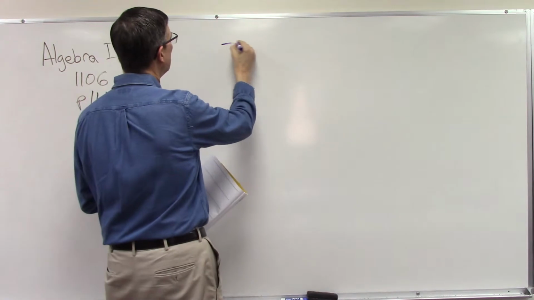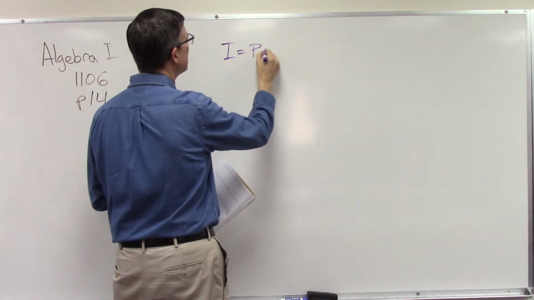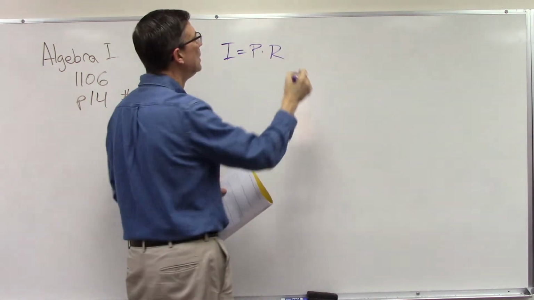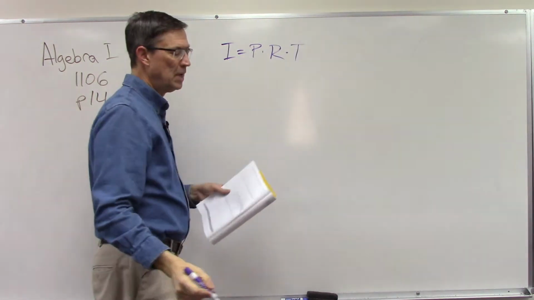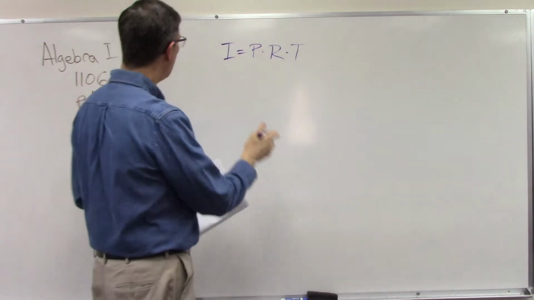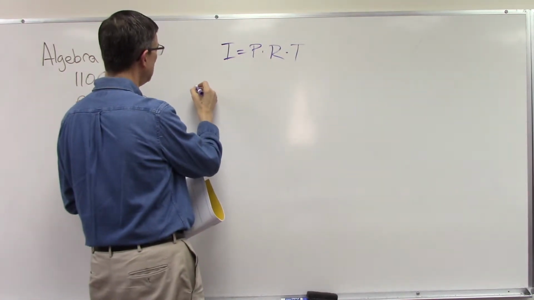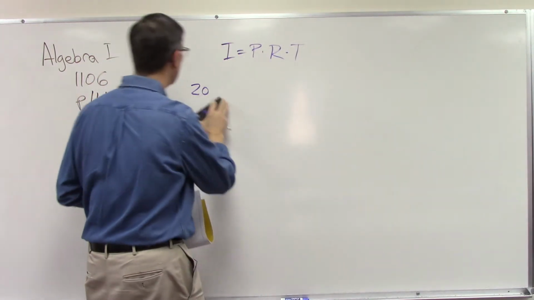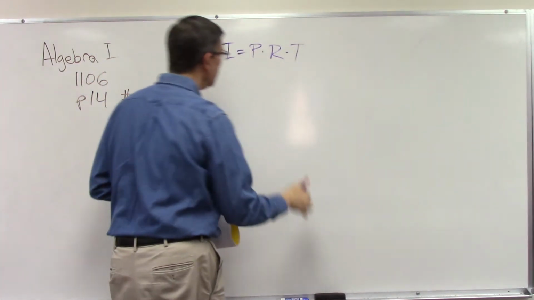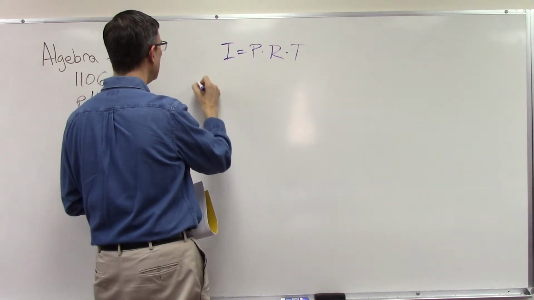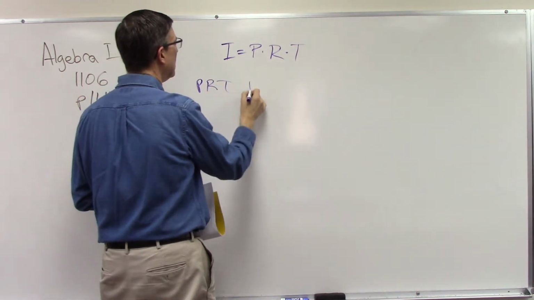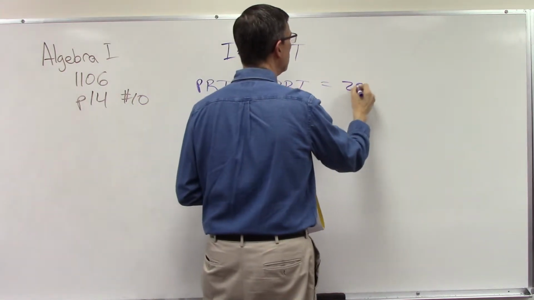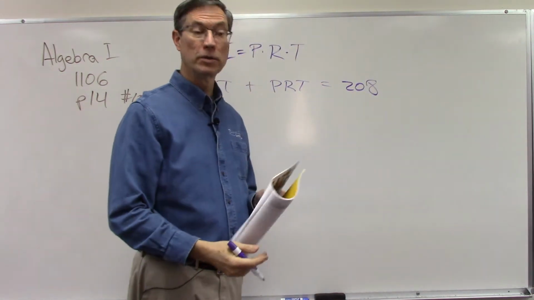All right, so remember the formula for interest is principal times rate, that's the percent, times the time. Now, the total interest in this case is $208. Actually, I'm going to put that at the end, all right? So the first PRT plus the second PRT has to equal the total interest of $208.